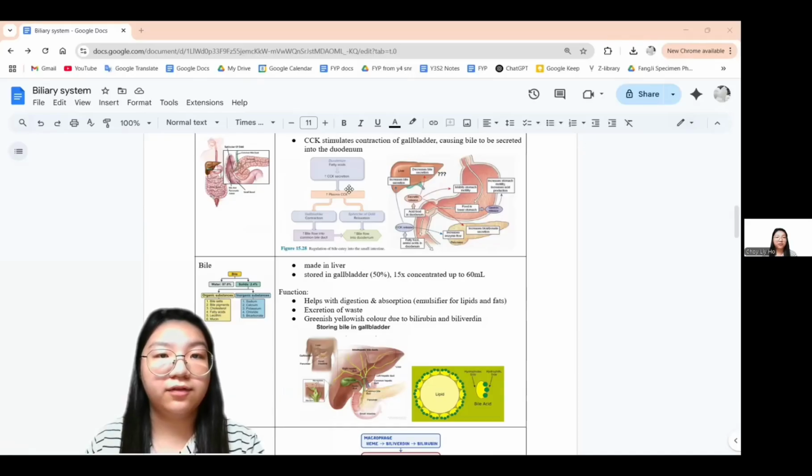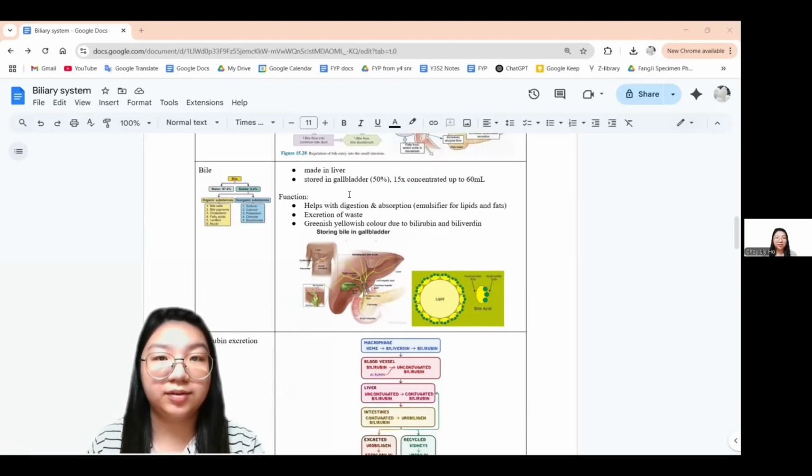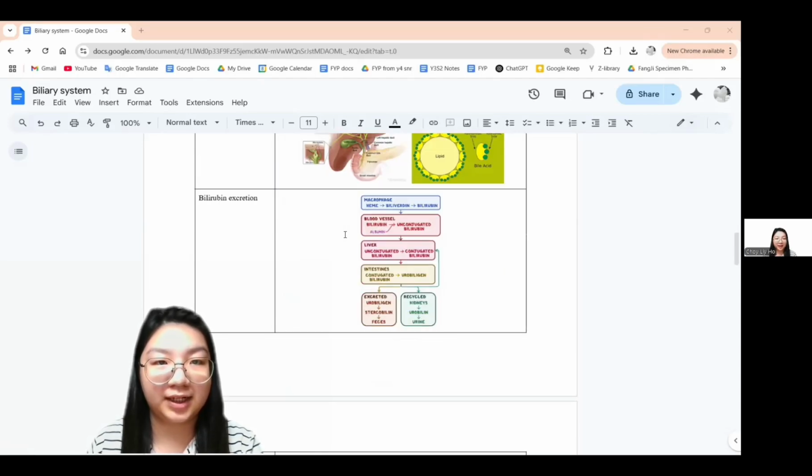The functions of bile are to emulsify fats, to ease the fat absorption process, to excrete waste, and to contribute to the color of the feces. The greenish yellow color of the feces is contributed by a process called bilirubin excretion. The heme group from hemoglobin is broken down due to the destruction of red blood cells and is converted to unconjugated bilirubin.